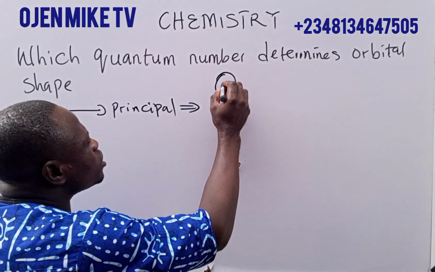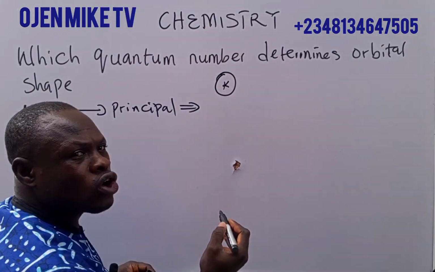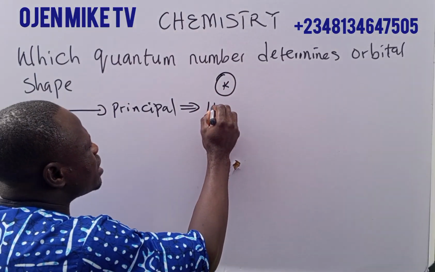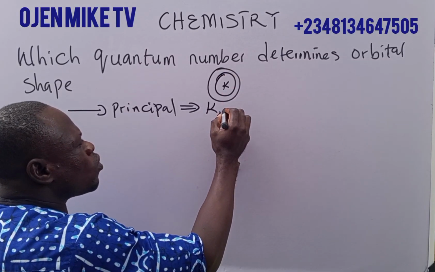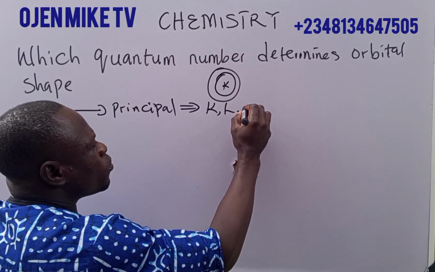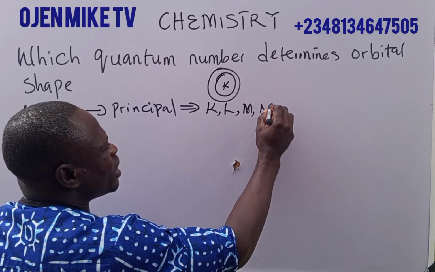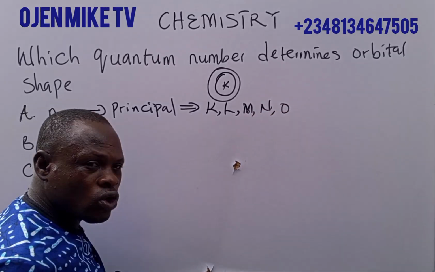So this one is called the K shell. The first shell is called the K shell. If I write another one, we have L, we have M, we have N, we have O, and so on.